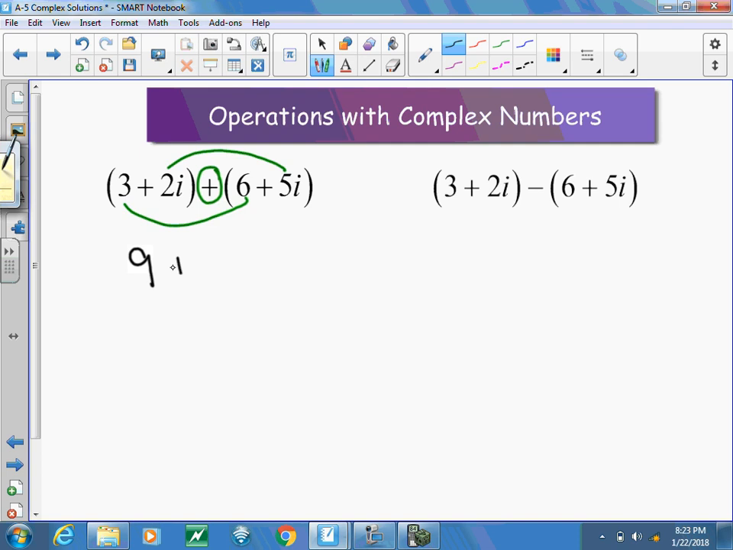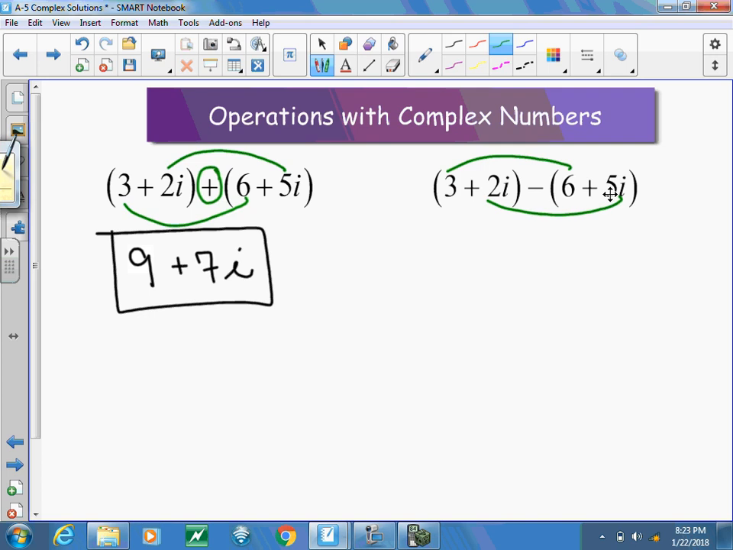2i plus 5i would end up giving me 7i, and there you have it. Just be careful with the subtraction. Make sure that you are subtracting everything. So you've got to subtract the real part and you have to subtract the imaginary part.